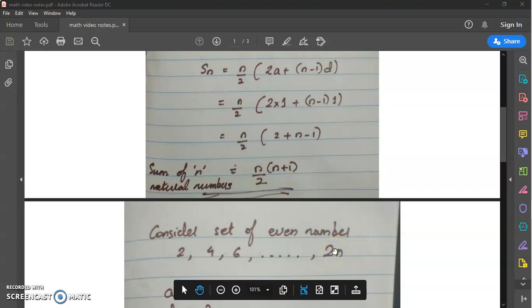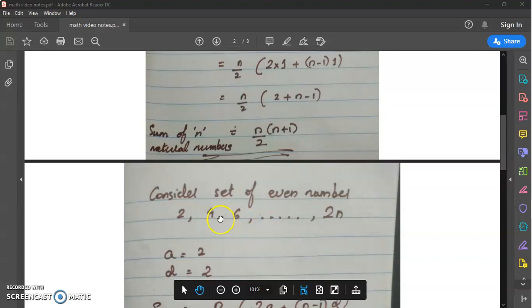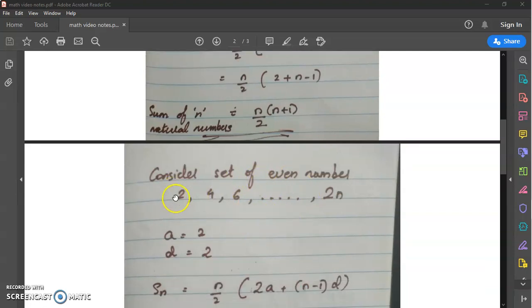Because it is an even number, right? Even numbers are always numbers multiplied by 2. So this is 2 into 1, 2 into 2, 2 into 3, 2 into 4, 2 into 5, 2 into n. Correct? So there are n numbers. We are just multiplying each number by 2. That's how it came. Here also you can clearly see that this is an arithmetic progression.